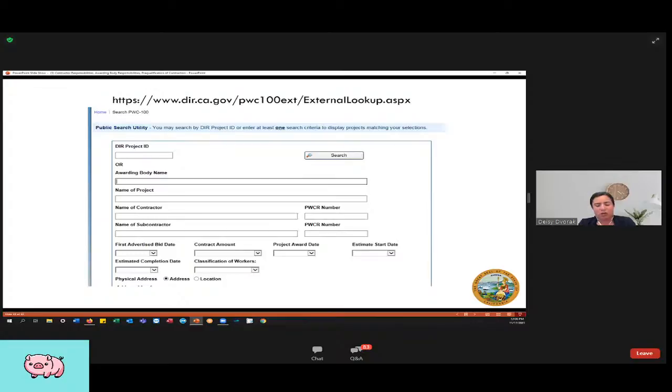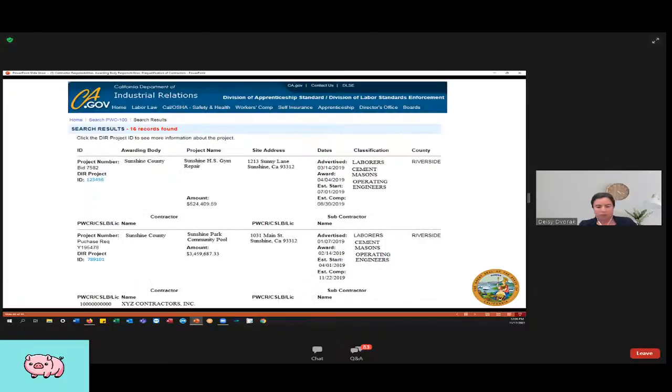So the public can also search for public works projects by entering information in any of these fields. If, for example, you do a search by awarding body name, you might need to enter more specific information, or the system will let you know that there are over 250 results and that you need to narrow your search. This is probably going to be true for agencies that have several public works projects registered with DIR. Next, please. So this is how the results will look. If you want to see more information about a project, all you need to do is click on the project ID number, which is the only active link, and it will take you to information for that specific project.